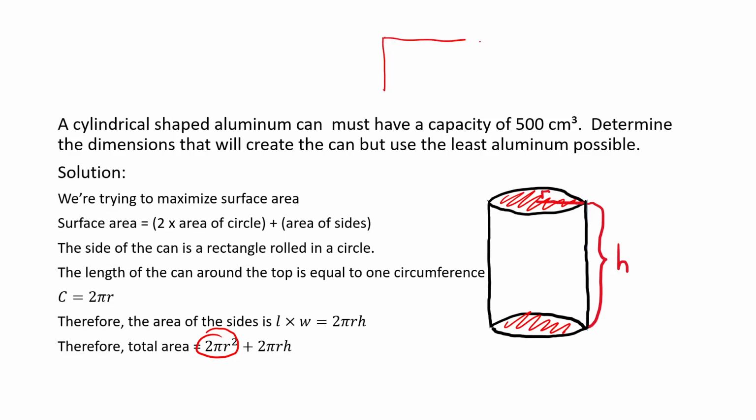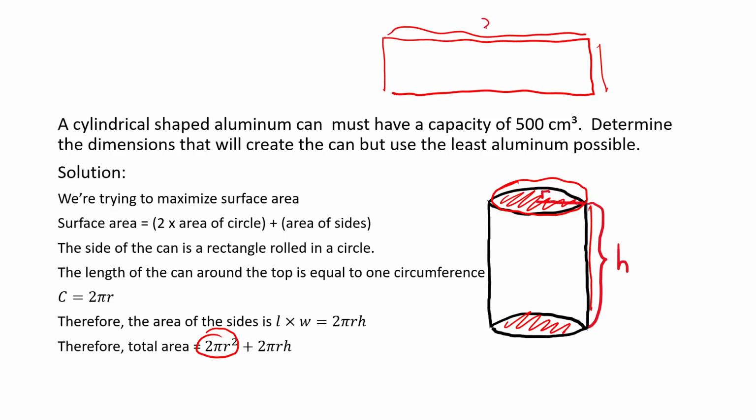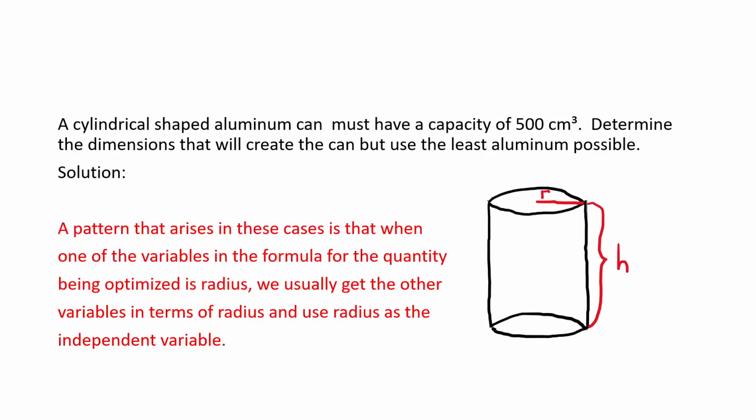Now let's think about that for a moment. What we've really got there is a rectangle, and it's wrapped around a circle. So the circumference of that circle is the length across the top of that rectangle. And then the width here is really just the height of the can. Well, what's the circumference of a circle? It's 2 pi r. And the width of that rectangle is h. So the surface area of the sides is just 2 pi r h. So the total area is given at the bottom as 2 pi r squared plus 2 pi r h.